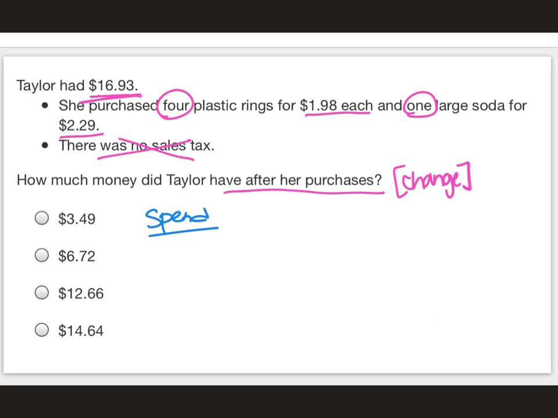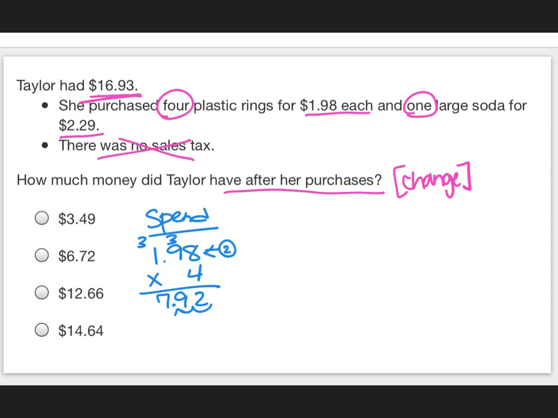So the first thing she did, she purchased 4 plastic rings at $1.98 each. So first I need to say $1.98 times 4. So that's going to be 8 times 4 is 32. Carry your 3. 4 times 9 is 36, plus 3 is 39. 4 times 1 is 4, plus 3 is 7. All right, and we know we've got to move 2 places. So we know 1, 2. So we got $7.92 for the rings.